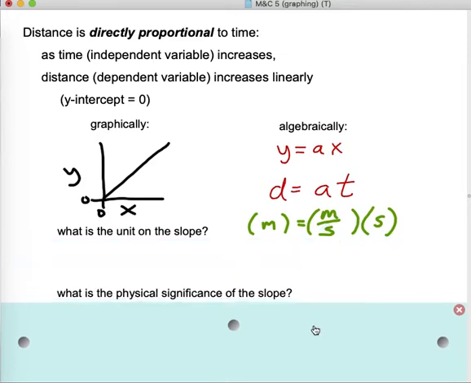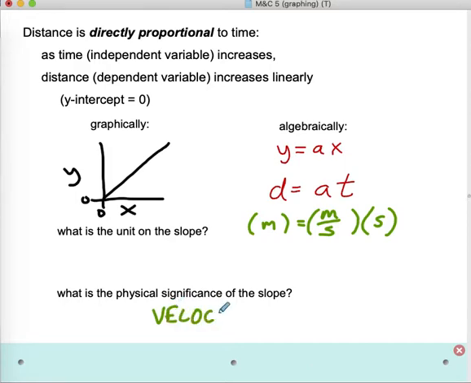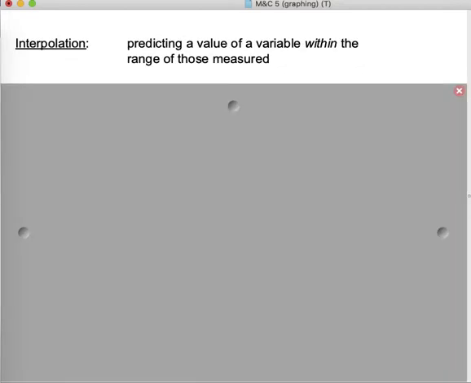Okay? So the question is, what is the physical significance? The physical significance, it is simply the velocity, because velocity tells you how distance depends upon time. So I'm actually going to go back and modify this by replacing a with the symbol v. Now, from our scatter plot, we've obtained a mathematical equation that tells how these variables are related to each other. Okay? And we can use this now to solve problems.